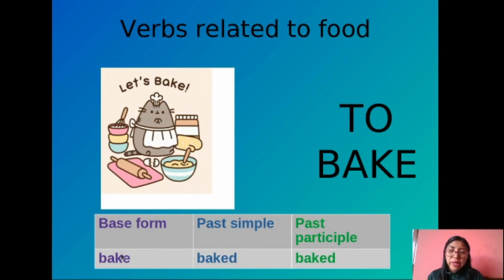What is the rule? If the verb ends with e, we only add d for the past participle and past simple.